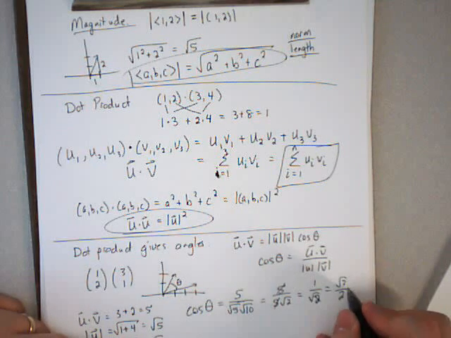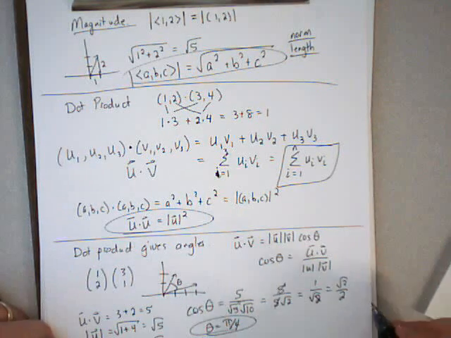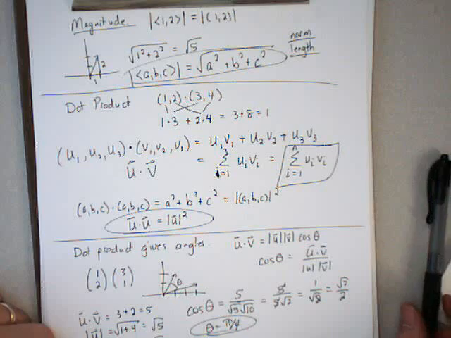Well, the only angle that has that as its cosine means that theta is pi fourths. That's an illustration of how you can use the dot product to find angles.